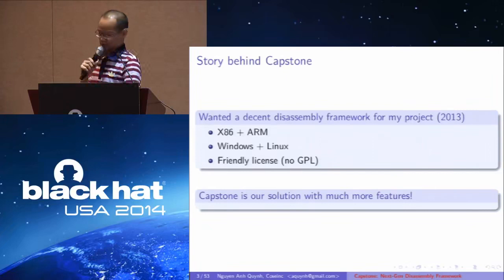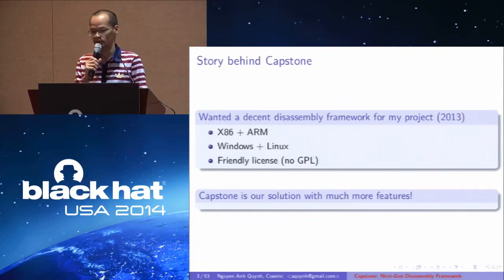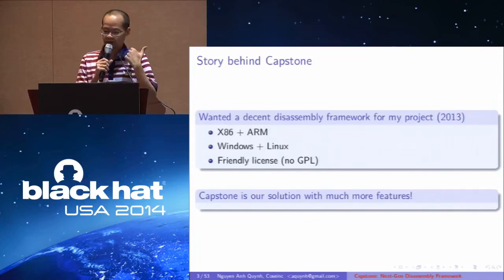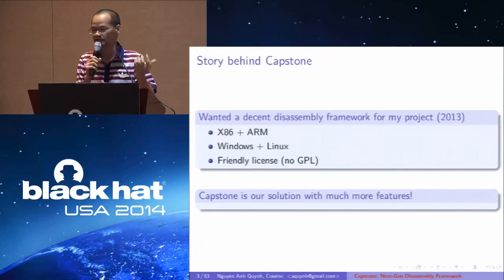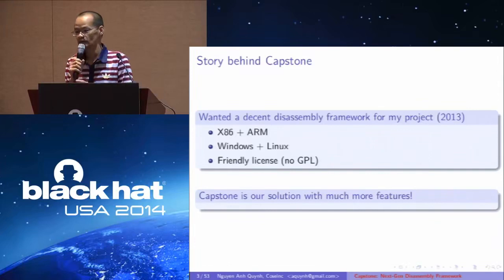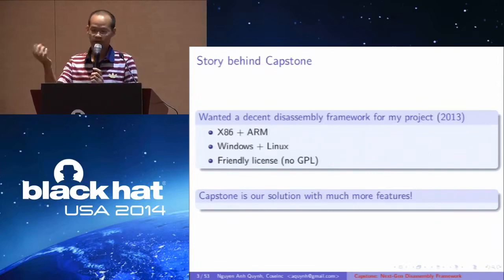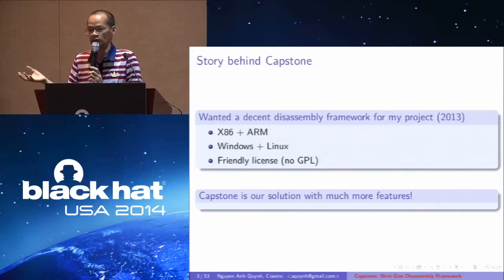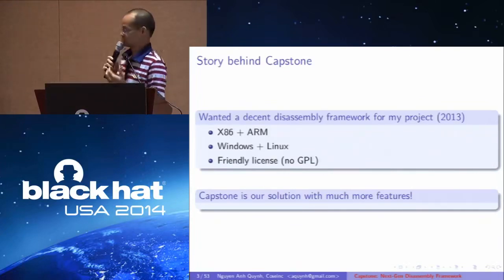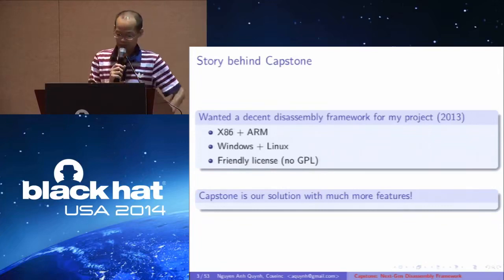So I want something that can disassemble x86 and ARM. The second requirement, I want something that runs on Windows and Linux. Simple, two requirements, right? And finally, I want something that has a friendly license. I don't want GPL. The reason is that GPL forces me to open my project with full source code, and I don't really want that. So I want something that is non-GPL.